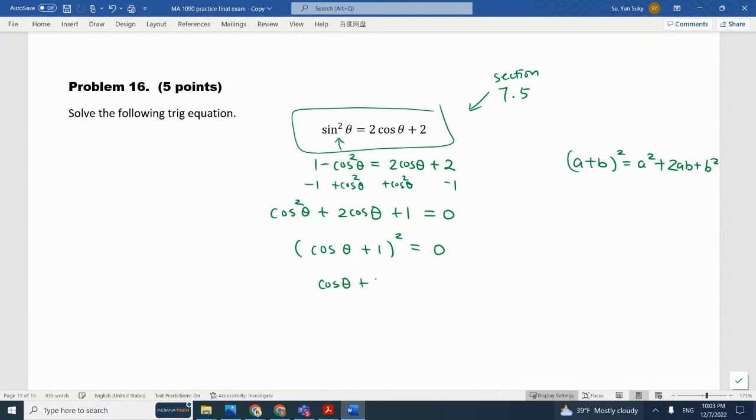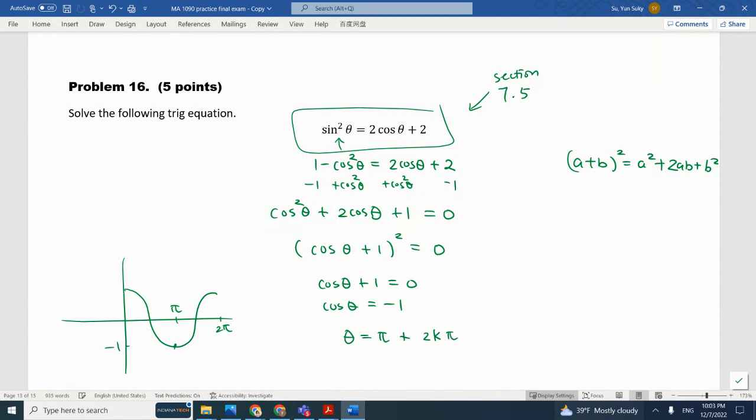Therefore cosine theta plus 1 is 0. Cosine theta equals -1. Cosine looks like that. When do we have -1? Woohoo! That is when theta is pi. But cosine is 2 pi periodic, so you add 2k pi, where k is an integer. Okay, everybody? All right.